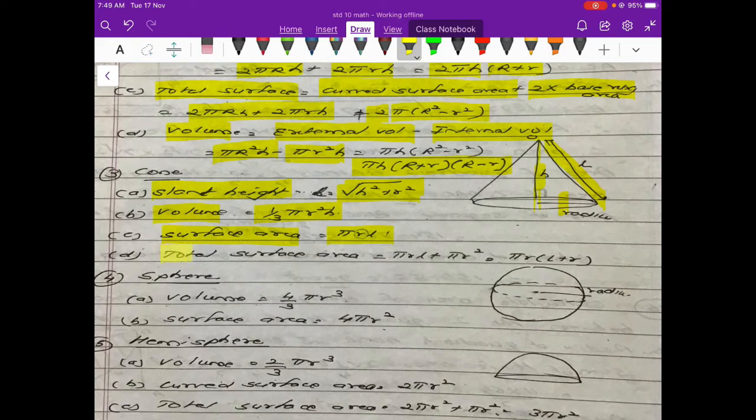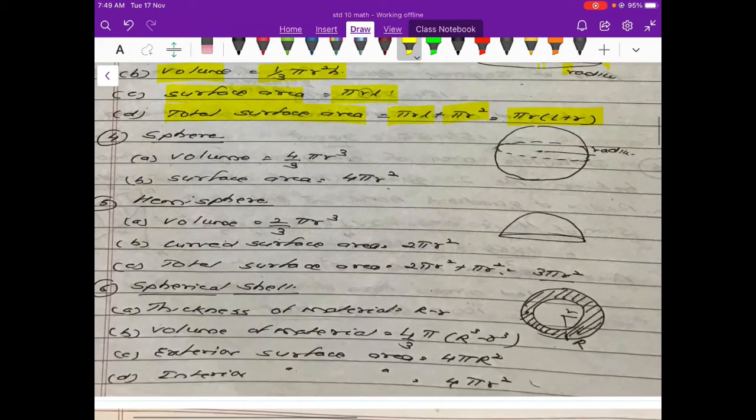Then comes the total surface area. Total surface area is the curved surface area plus the bottom. The bottom is a circle, so πr². So it is πrL plus πr². If we combine it, it becomes πr(L + r).